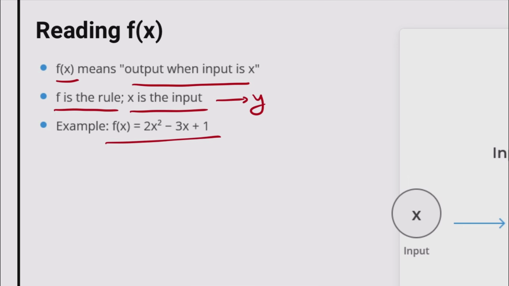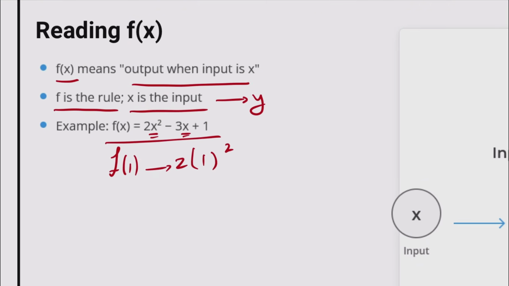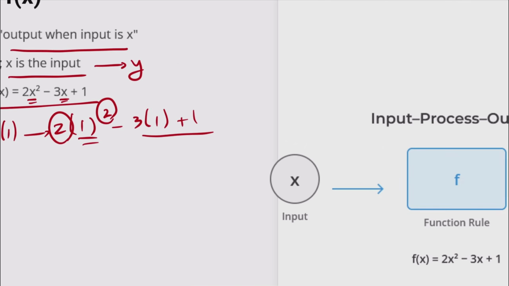f of x is 2x to the power 2 subtracted by 3x plus 1. It means that if I give you a number, for example number 1, and I ask you what is f of 1, the only thing that you have to do is the substitution method. Instead of x, put in 1. It would be 2 times 1 to the power 2 subtracted by 3 times 1 plus 1. And we know from PEMDAS that first we do the parentheses, after that the exponents, then the multiplication, and so on, and we get the final number.